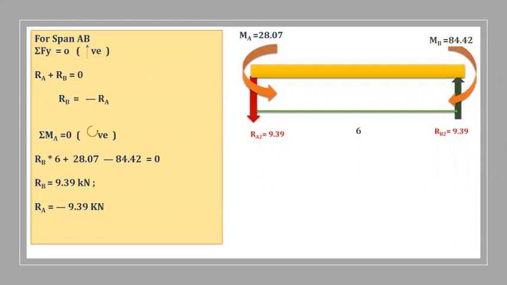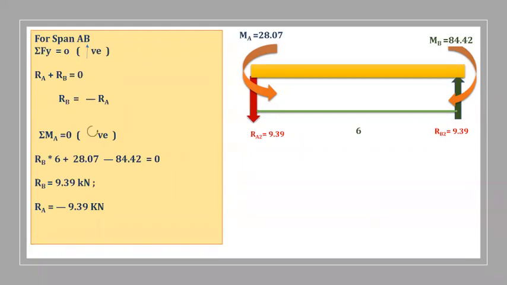RA2 plus RB2 equal to 0. There is no additional load. So in general, by the standard procedure, we might assume external load equal to 28.07 plus 84.42. That's not correct. The equation itself, sigma Fy, that is upward forces equal to the downward forces. Here upward is RA2 plus RB2. There is no downward force. So that will be only the moment. Sigma MA equal to 0.